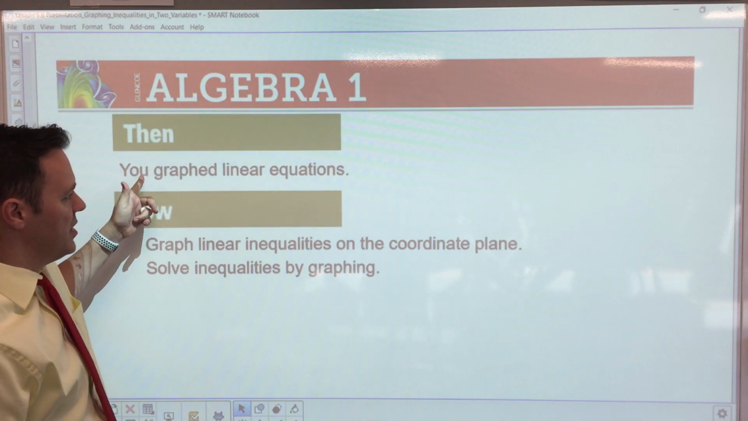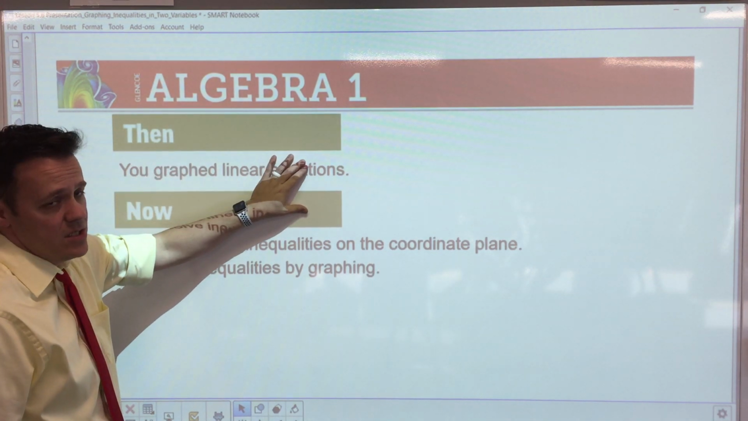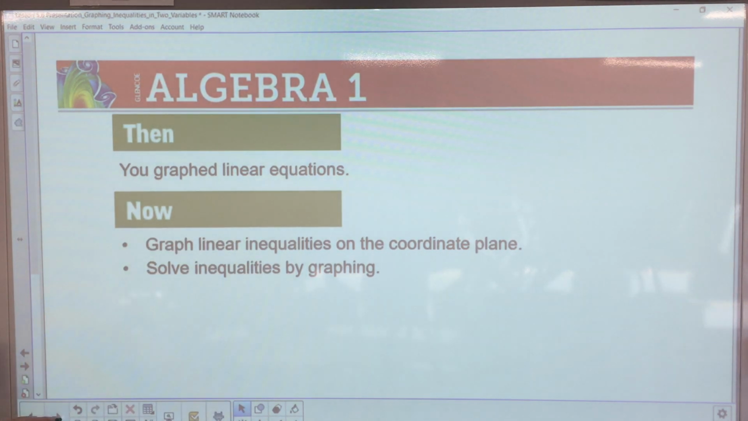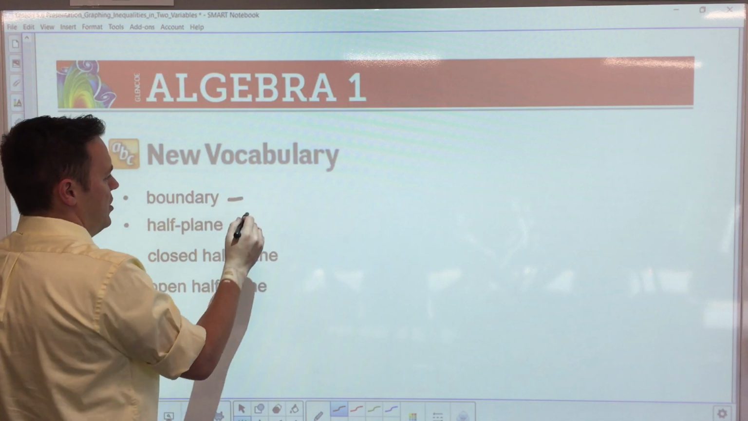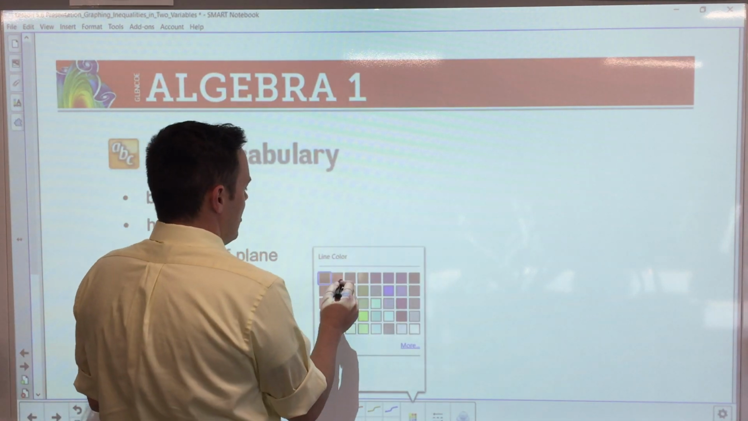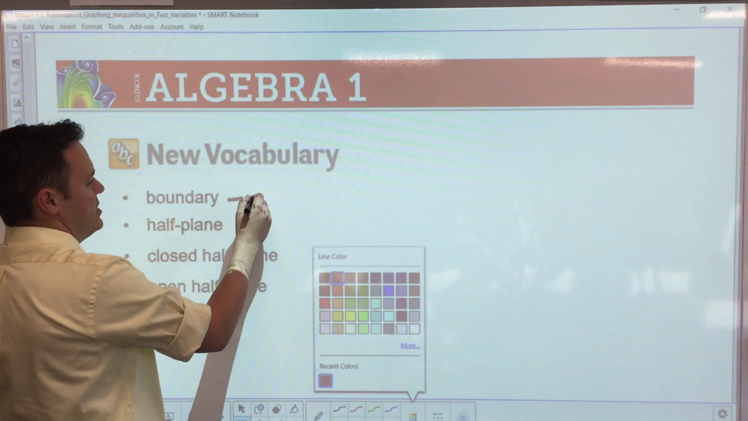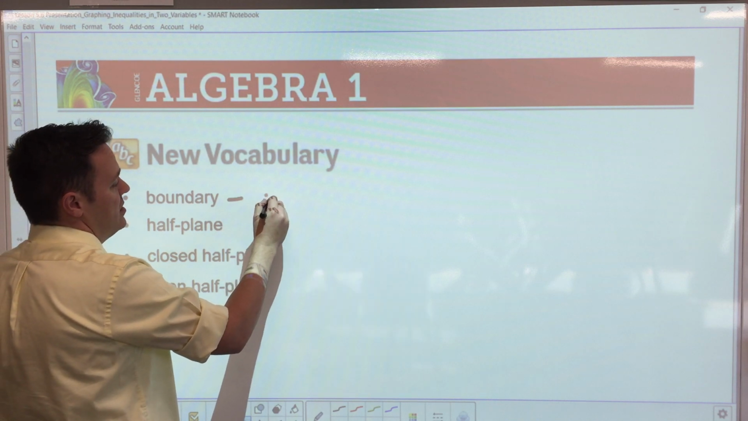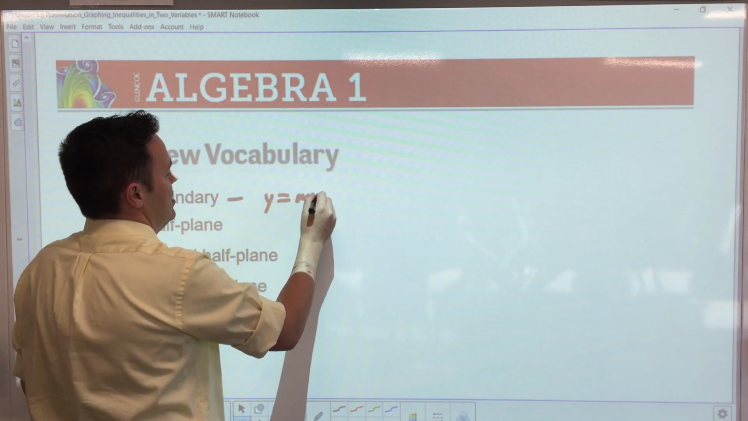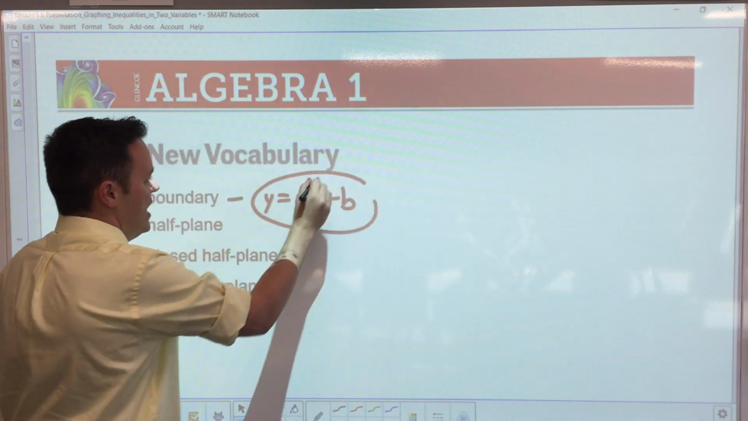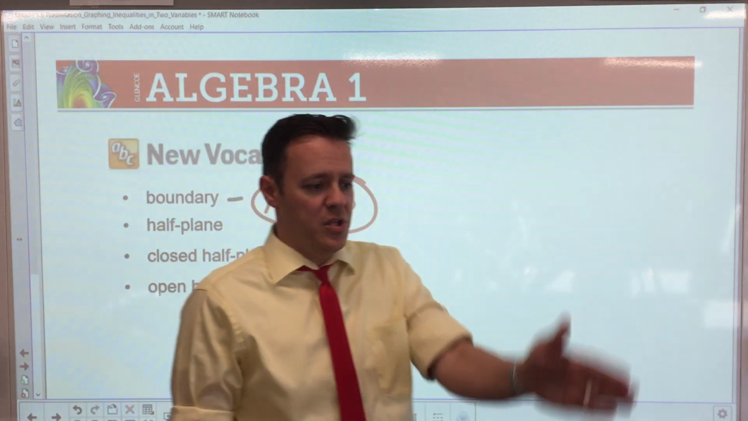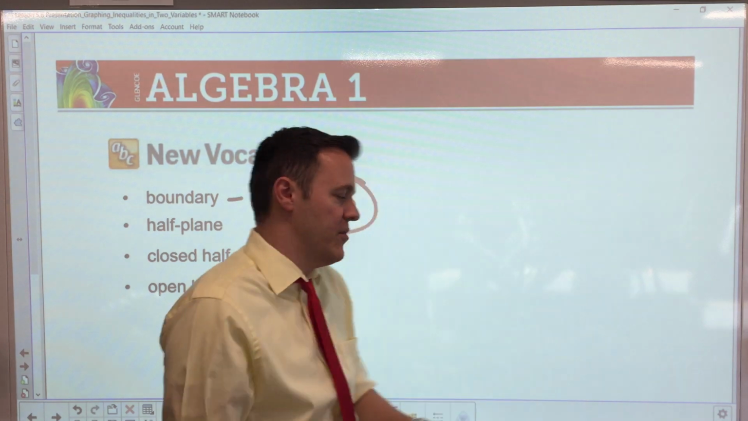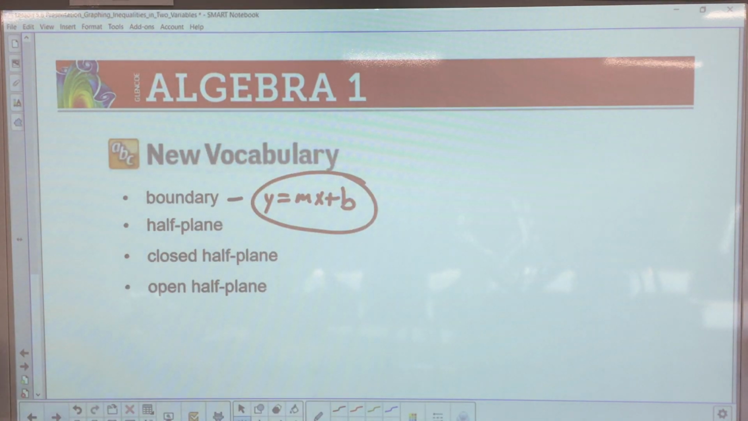We've graphed inequalities, graphed linear equations. Now we're going to do linear inequalities. So boundary is a big key notion with this. One thing you guys need to know, a boundary is actually the slope-intercept line, which is y equals mx plus b, okay? If you know that, you'll be fine. Half plane is basically when you put the boundary down, you get one half and the other half of the plane, and I'm not too worried about the open and close.